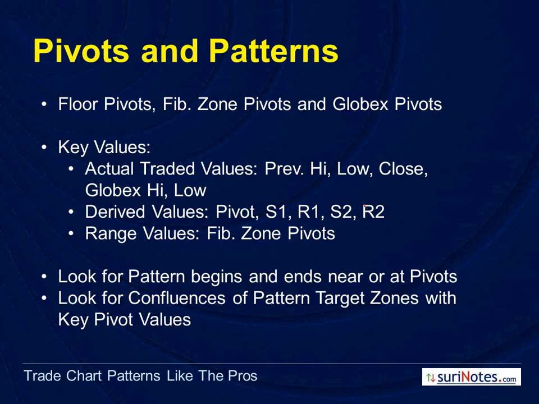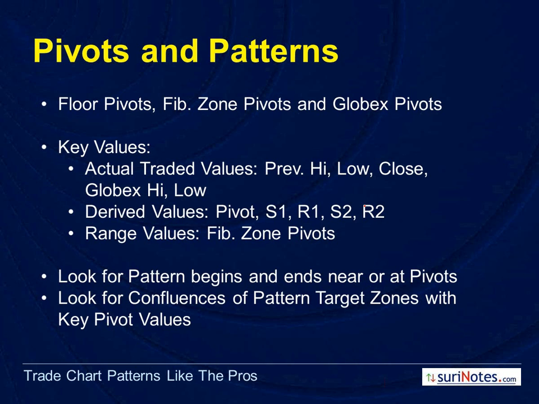So the pivots and patterns are basically, I use the Flow Trader pivots, Fib zones and Globex pivots. You can write them yourself, and I also have indicators for TradeStation. The order of priority in this is something like this. First order of priority is always where is the previous high, low, close, and Globex high and Globex low. These are the critical elements because these are traded values.